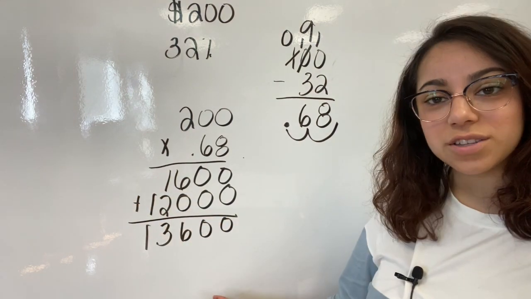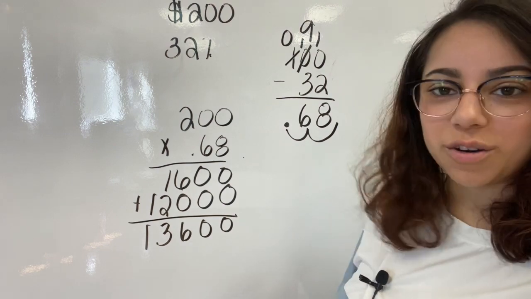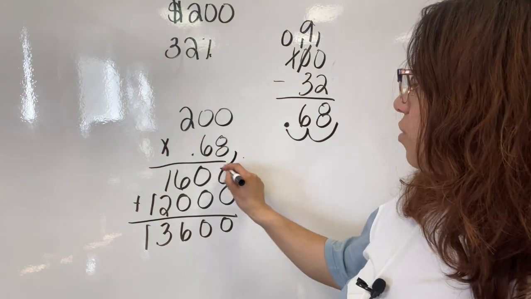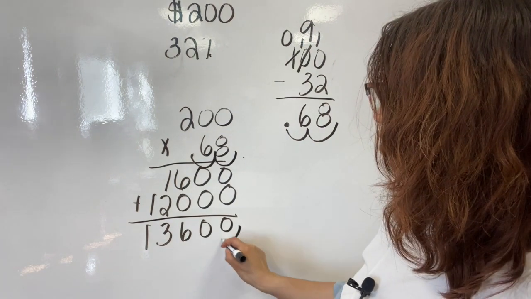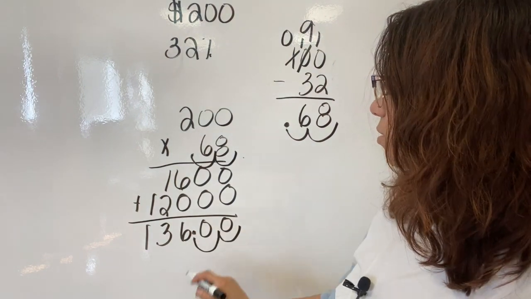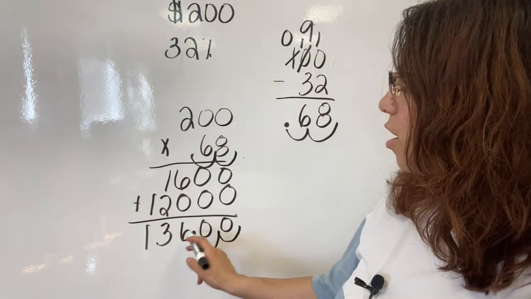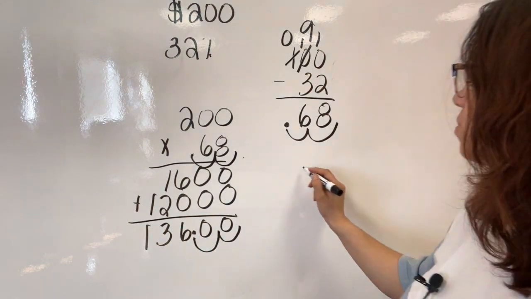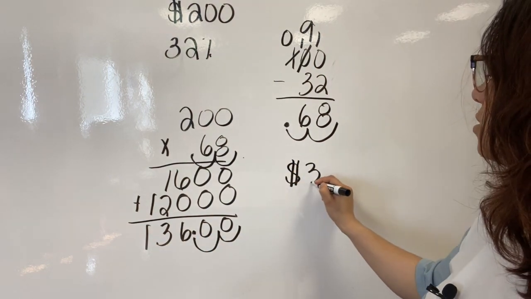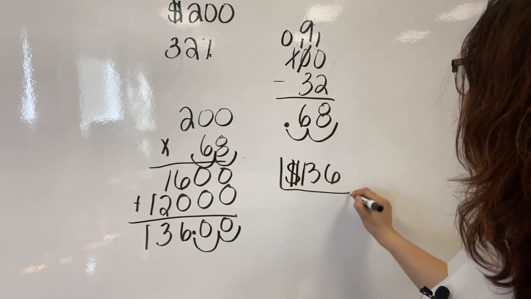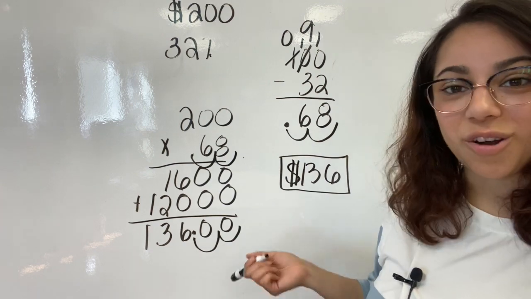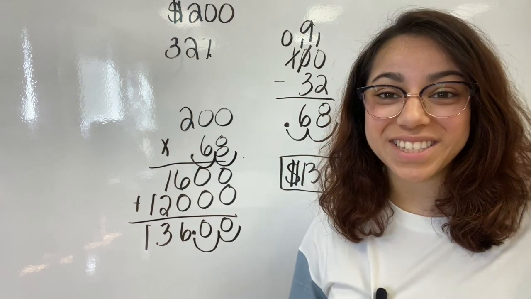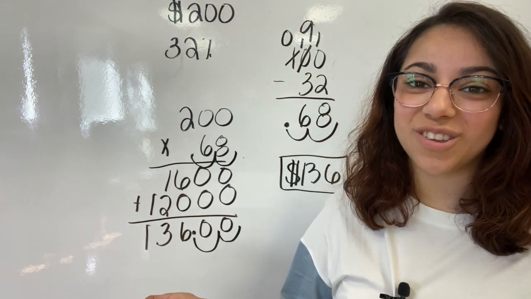All right, we have our answer. Now we just need to count our curves. So we have 2 places. We're going to add 2 places here. Our answer is 136. That's how much they have left to save. And that's how they're going to be doing the lesson today.